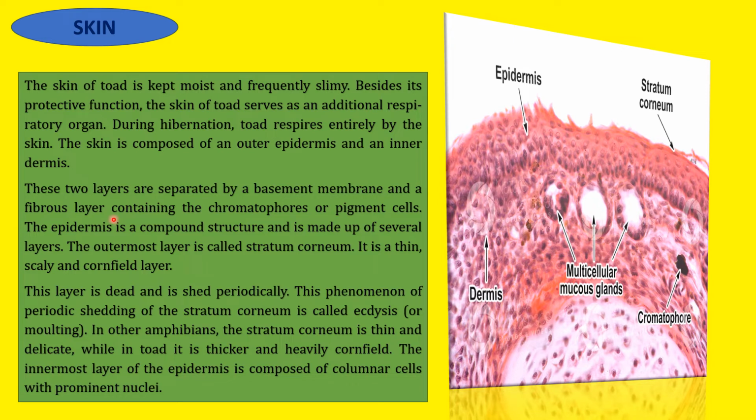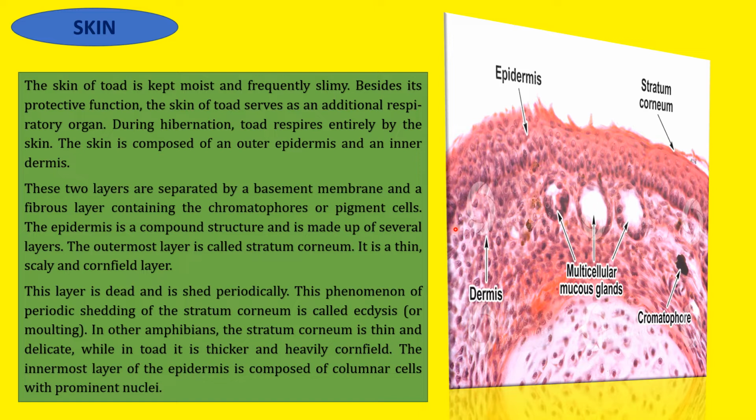Fibrous layer means these two layers are separated by a layer which is made up of fiber. So this fibrous layer contains chromatophores or pigment cells. Now what is chromatophore? These chromatophores help the toad in color changes. With the help of these chromatophores, they can change their color.